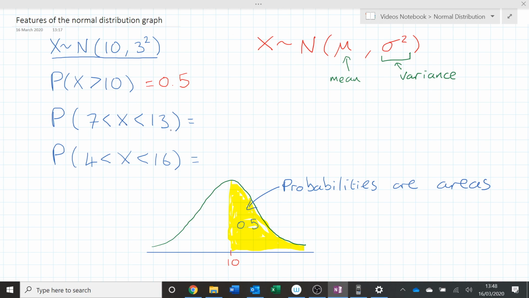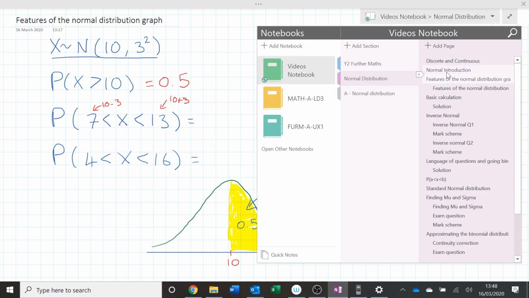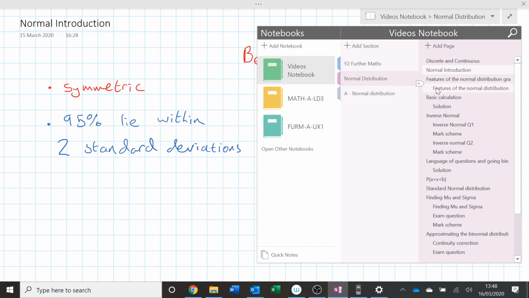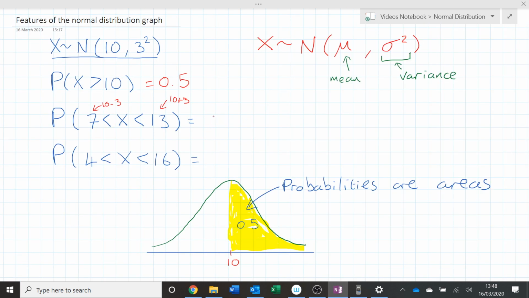Before we start using the calculator, we can actually answer this question, because you might spot that what I've done is I've gone 1 standard deviation from the mean, because this is 10 minus 3, and this is 10 plus 3. And I just said that the probability of being within 1 standard deviation of the mean is 68%. So in this case, before using a calculator, I can say that this is 0.68, just because that's a common fact that we know.